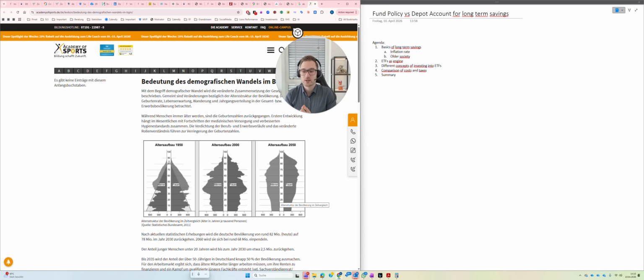So this is not, of course, an offense against older people or whatever. It's just the statistics. Older people are costing more in the health insurance compared to younger people. I think that's pretty clear. And also in the pension insurance, it is pretty obvious.